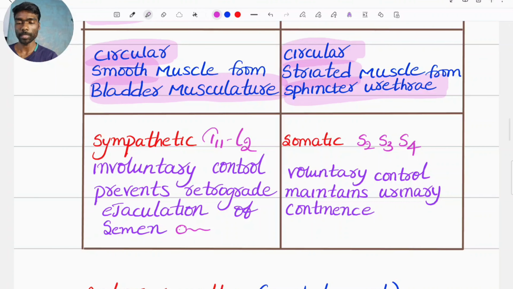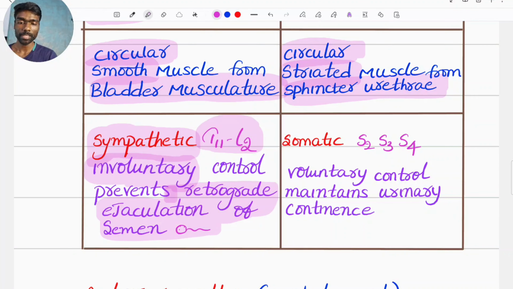Coming to nerve supply, the internal urethral sphincter is involuntary in control. Involuntary muscles are supplied by the autonomic nervous system. Nothing but here, sympathetic T11 to L2. What is the function of the internal urethral sphincter? It prevents retrograde ejaculation of semen.